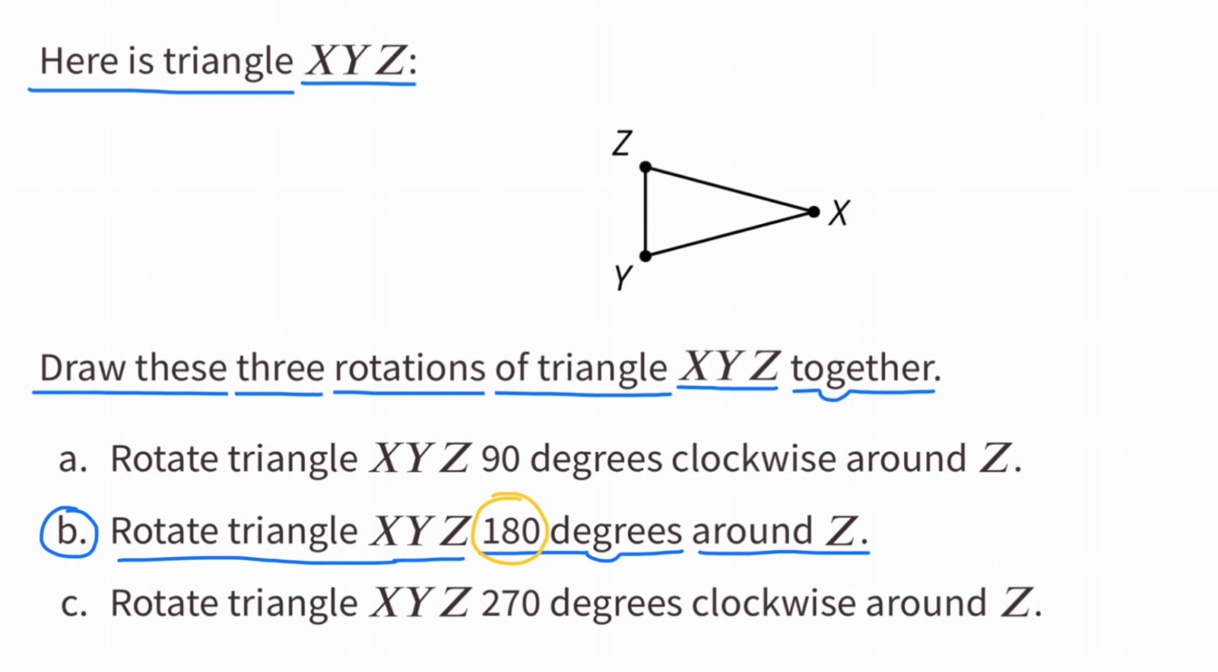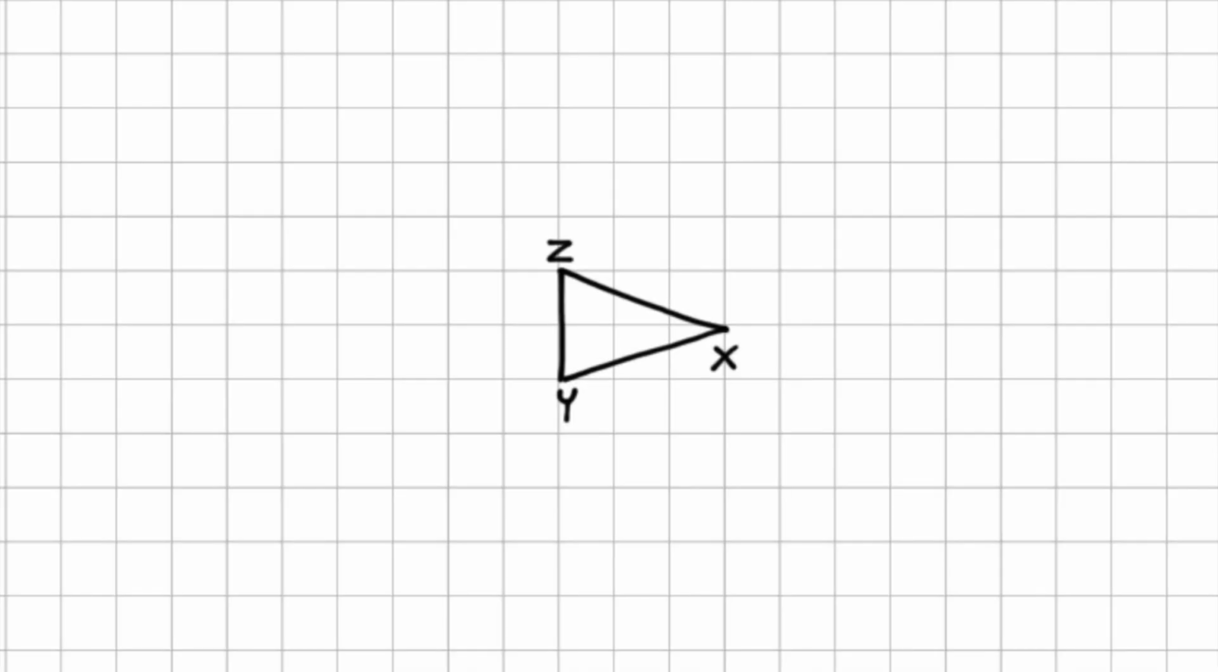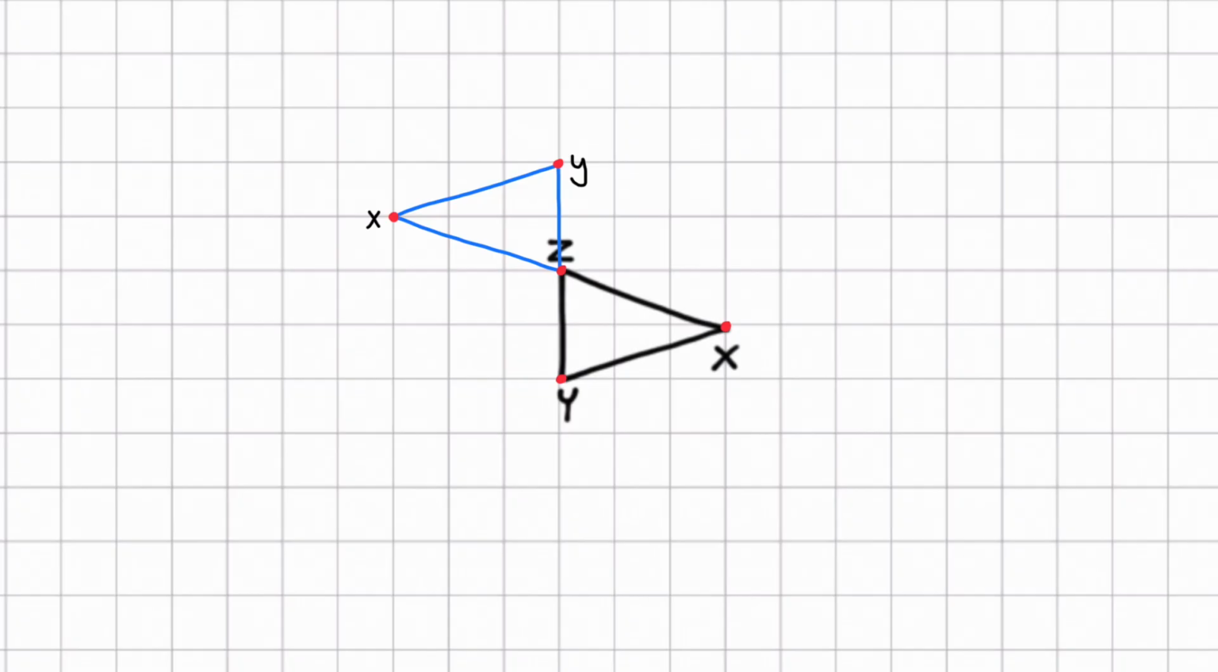B. Rotate triangle XYZ 180 degrees around Z. I'll draw all the rotations individually first, and then at the end I'll put them all together. The blue triangle represents triangle XYZ after a rotation of 180 degrees.